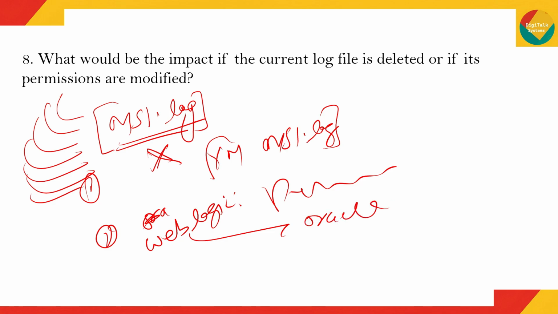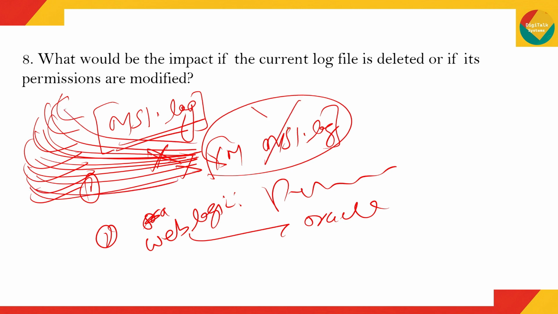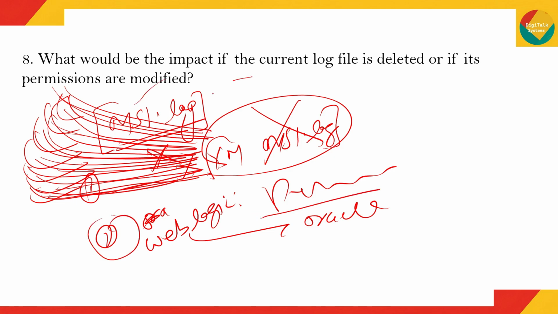So if the log file is removed, your WebLogic server will not get the desired buffer for writing to the log files because the file is missing. Your WebLogic server will keep trying to write the logs to a location which does not exist, or to a file which does not exist. If the permission is changed, it is the same situation.